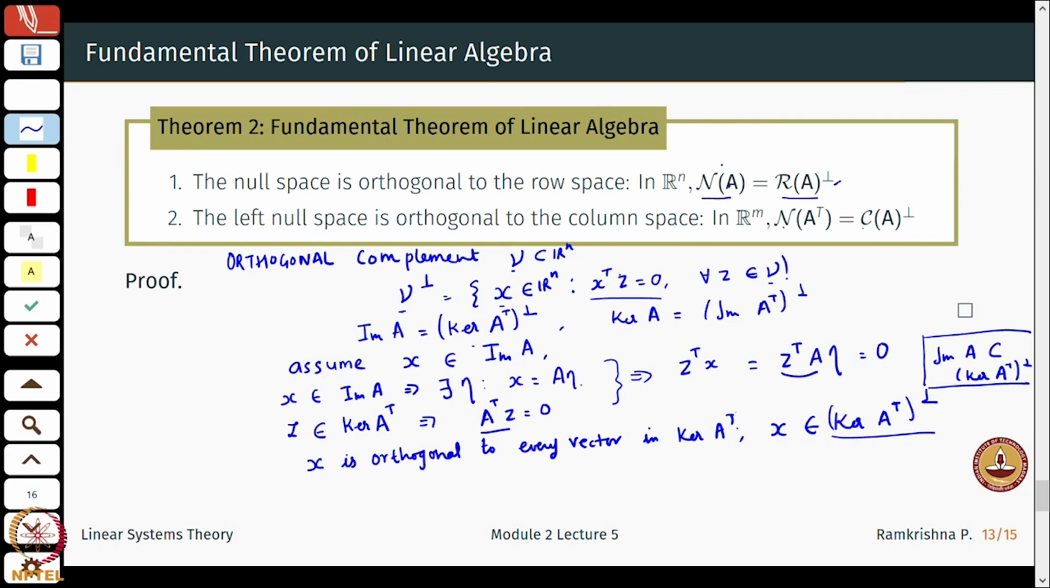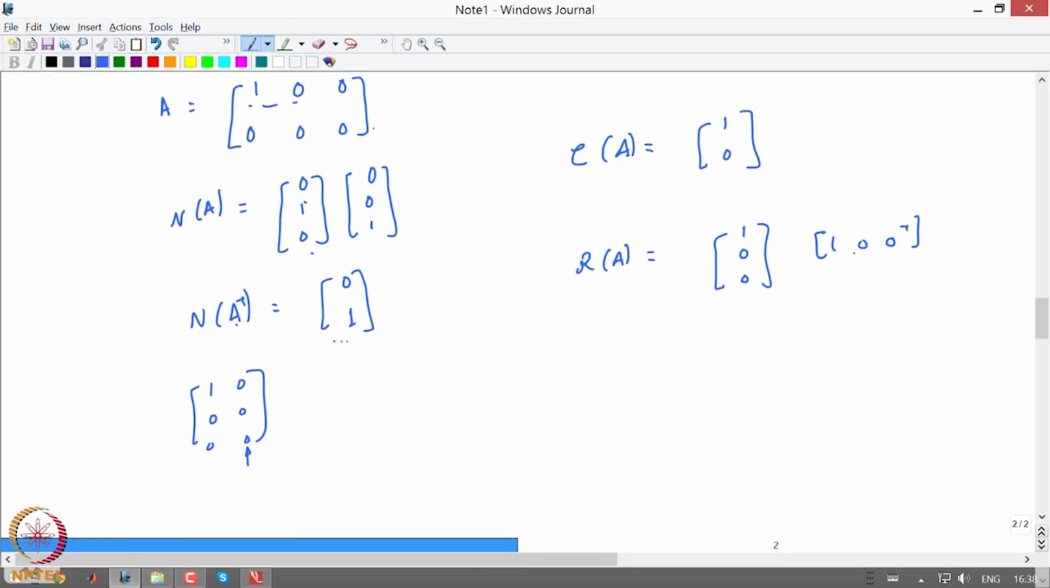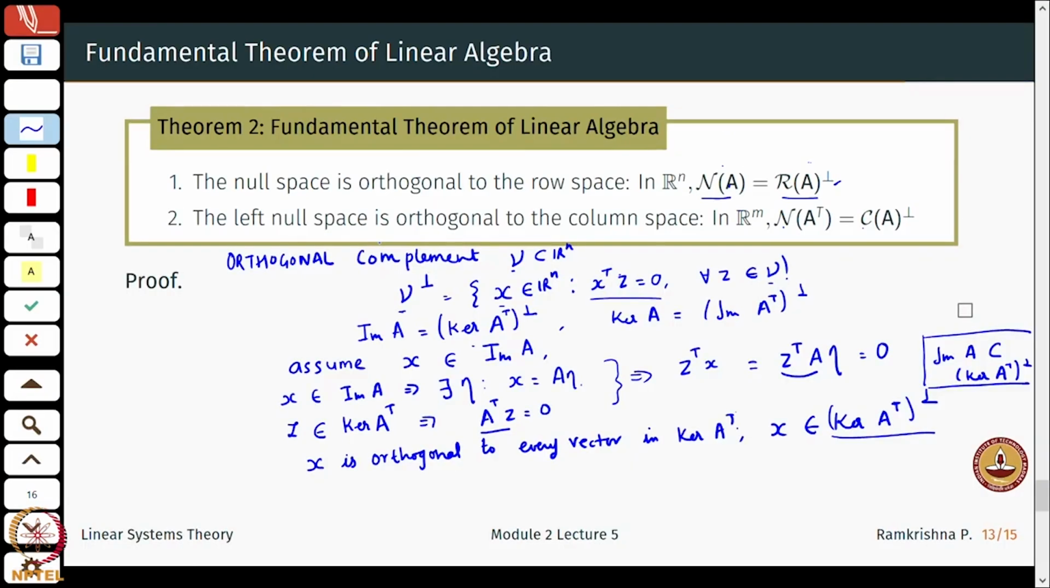You take an element from n of A, and it will essentially be in the orthogonal complement of R of A. Take any element from here, from n of A, say 0 1 0, and 1 0 0 from here, I get 0. Similarly with the second element also, right. So the definition here is that x transpose z should be 0. Another interesting thing to note here is that if I take the perp and I take the perp again, I get back my original space.